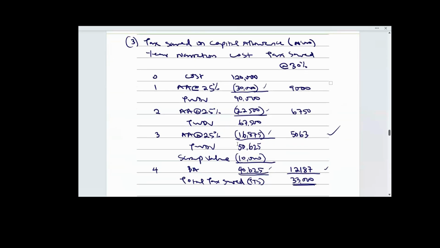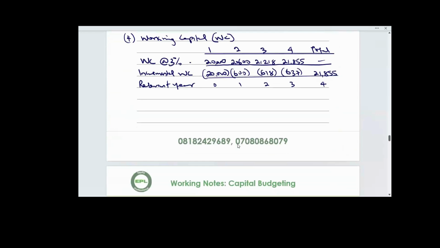Working number 5: money cost of capital, M. M is calculated as 1 plus the real cost of capital, multiplied by 1 plus the general inflation rate, minus 1. That's the formula for the money cost of capital.